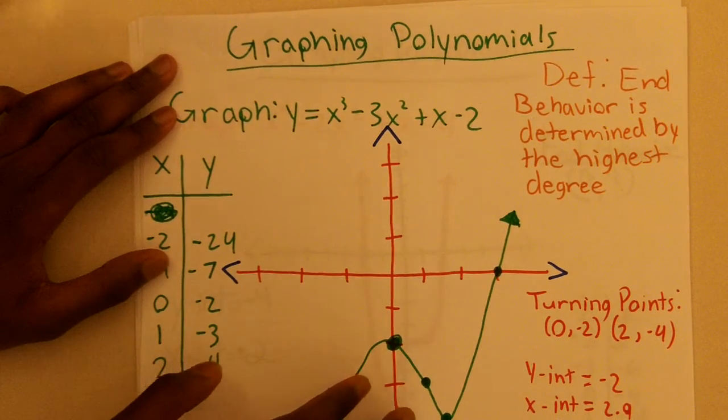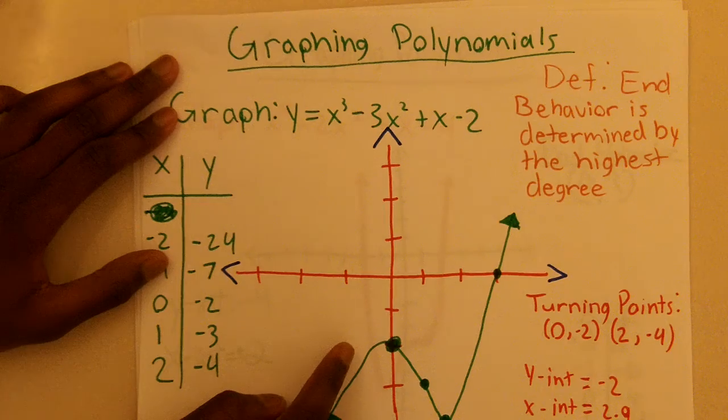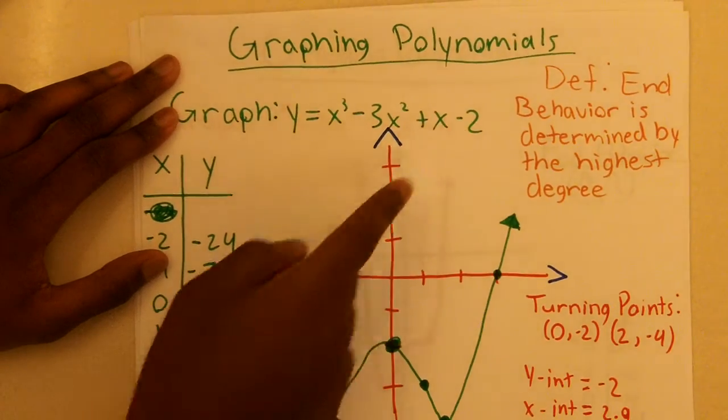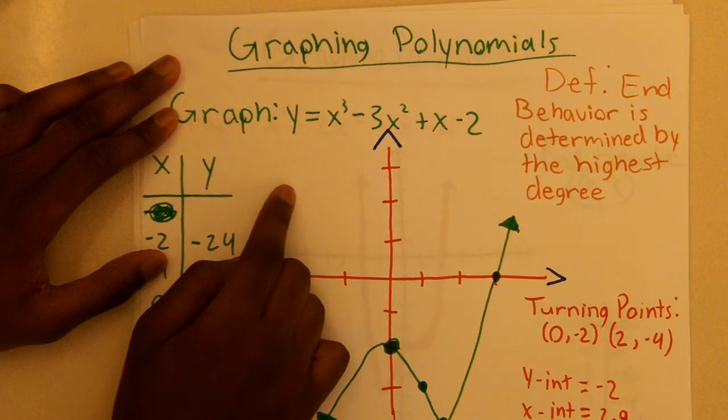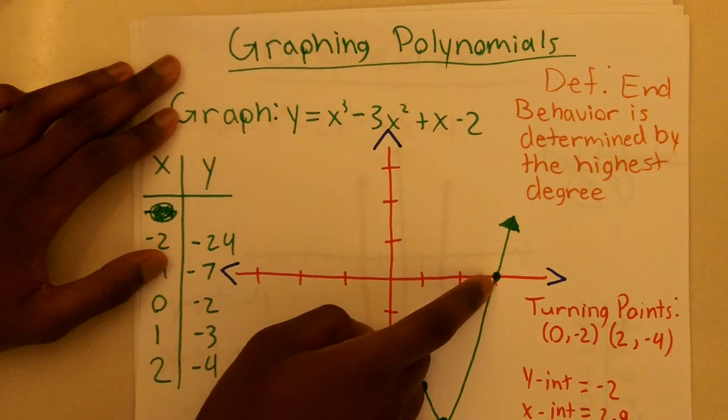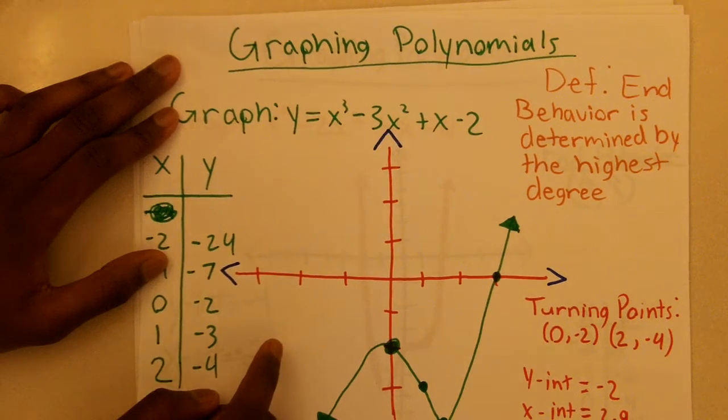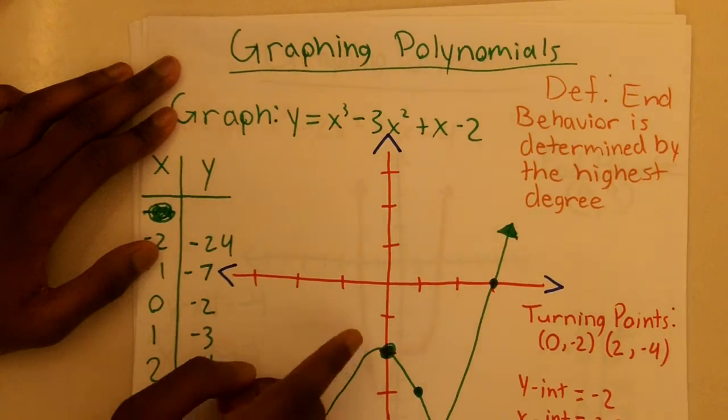So after this, you should find your x and y intercepts. When you set x to 0, your y-intercept is negative 2. So you plot that there. And when you set y to 0, your x-intercept is either 2.9 or roughly 3. And then after you plot these points, you have your graph.